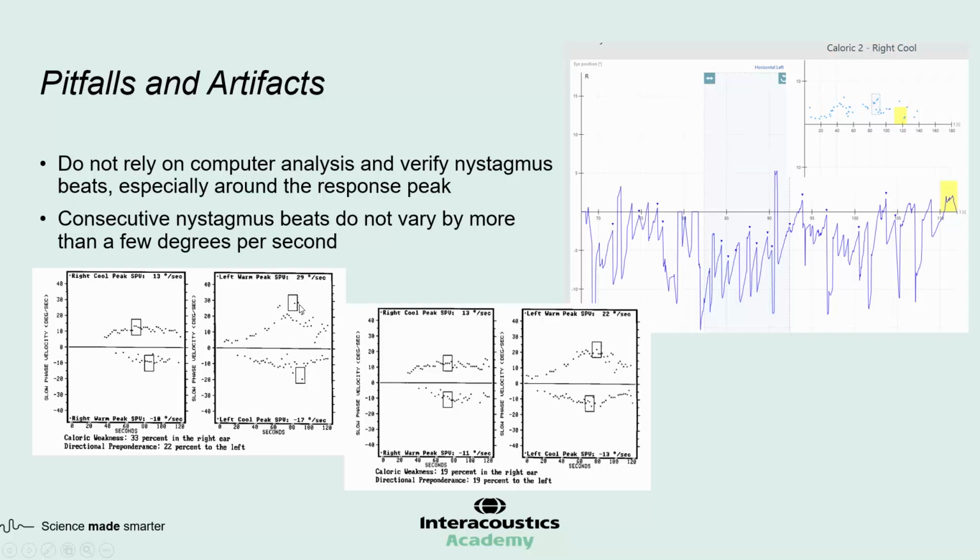But if you look at these 2 points, they are much different than the rest of them, and if you clean these up, you'll end up with a caloric response that's normal. Now, I'm not suggesting that you go in and clean up everything to make it normal, but these are clearly outliers, and you should take care of that before you interpret the results.